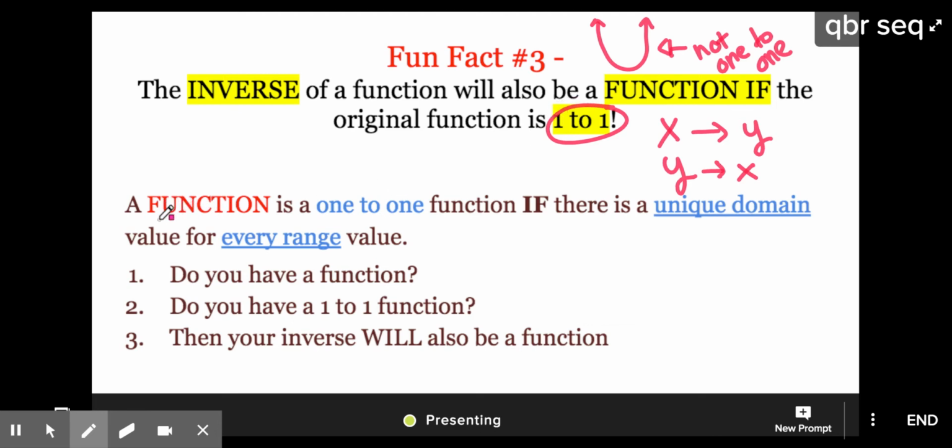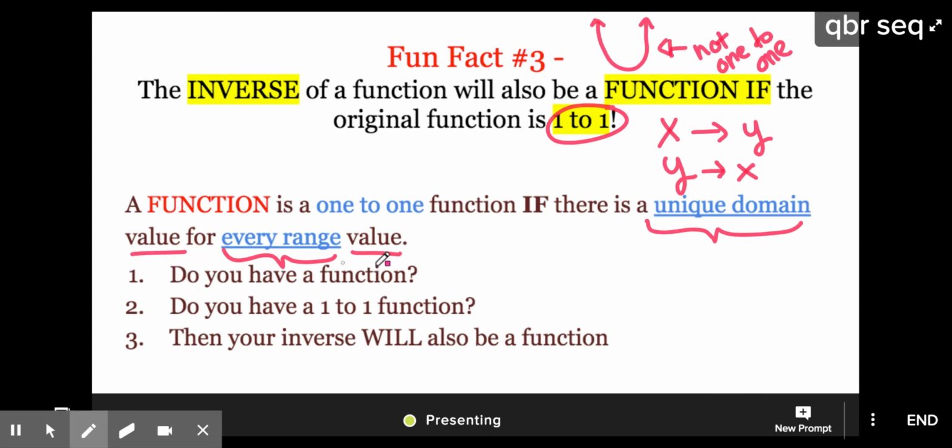Crazy, right? So a function is 1 to 1 if there is a unique domain value for every range value, right? So that's why this quadratic didn't work. If I gave you an output of 4, a y value of 4, a range value of 4, it has 2 domain values. It has 2 and -2 that would result in that. Therefore, it's not 1 to 1.